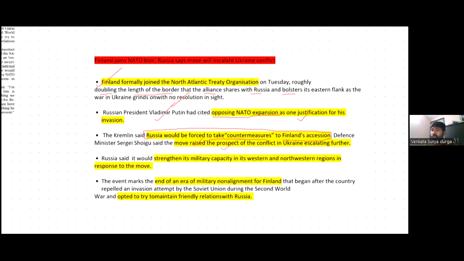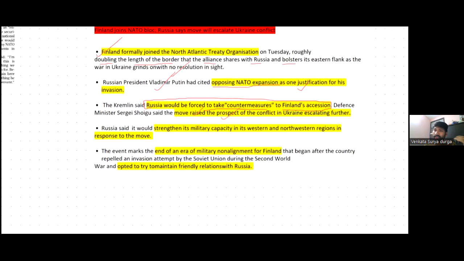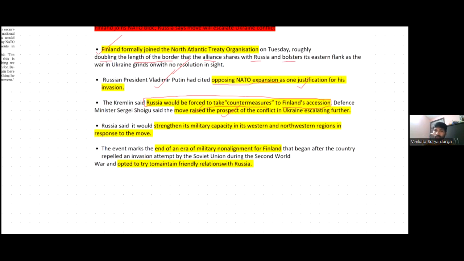So this move raised the prospect of the conflict in Ukraine escalating further. As we have discussed, Finland joining NATO further escalates the existing tensions in Ukraine, further escalating Russia's war efforts. So Russia says that it will strengthen the military capacity on its western borders and northwestern region, because Finland is no longer a buffer like Ukraine. Now it is part of the NATO grouping, so NATO will deploy weapons and security forces. Therefore, Russia will strengthen its military capacity in the western and northwestern borders, because Finland is bordering Russia in the northwestern region.